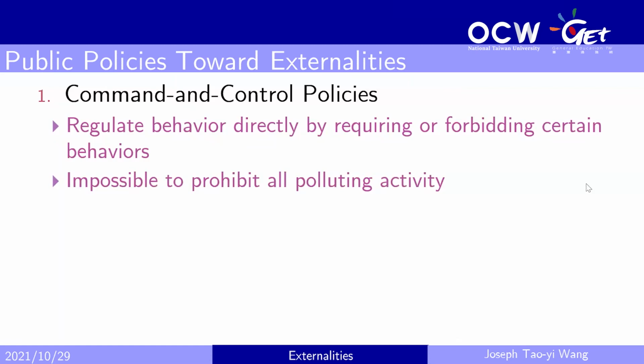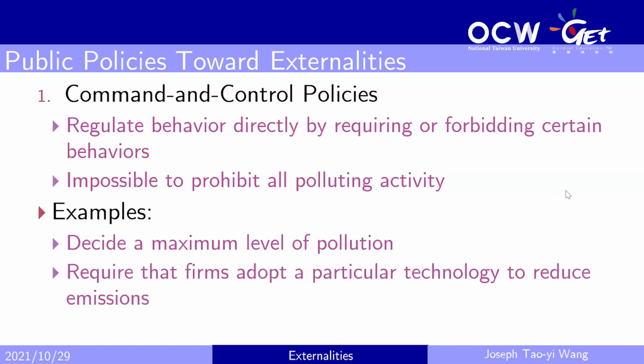And the problem here is that it's impossible to prohibit all pollution. And it's costly to enforce these requirements because you have to check. There are all these news articles about companies secretly polluting the water or polluting the air when governmental officials are not looking, and then you have to report to those. Even if you say no smoking on campus, some people might secretly stand in a place where nobody's looking and then try to smoke. So, setting a maximum level of pollution, requiring firms to adopt particular technology, and so on.